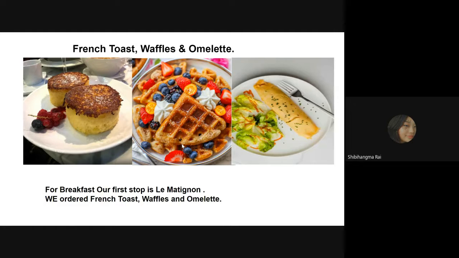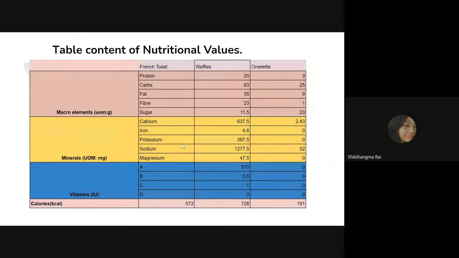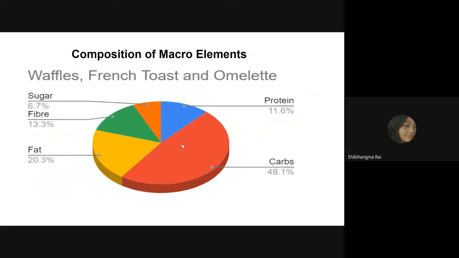And for all our health conscious folks in the audience today, we have a visual representation of data regarding the macro elements. Now, this is the table content for nutritional values. Moving on, first we have the pie chart that shows us the composition of macro elements, presenting French toast, waffles, and the omelette all together. As you can see, the carbs made up the majority of the course. The omelette was rich in fats and proteins. And finally, the waffles and the French toast were high in sugar and fiber contents. Next.